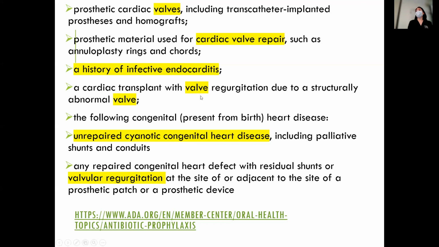A cardiac transplant with valve regurgitation, structural abnormality of the valve. So again, focusing on the valve, following congenital heart disease present at birth. So unrepaired cyanotic congenital heart disease, including, so here's the shunt. I should have highlighted shunt and conduits because that should be highlighted more. And then any repaired congenital heart defect with residual shunts or valvular regurgitation. So I should have highlighted shunts as well. So you can see, or prosthetic device, prosthetic patch. Just think about anything that someone's had done to their heart that could be impeding the flow of blood.